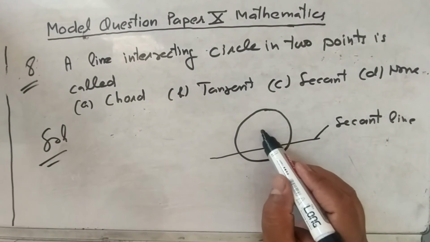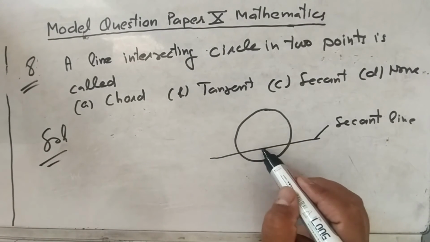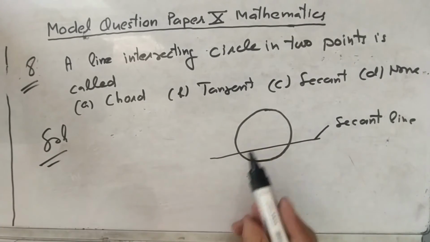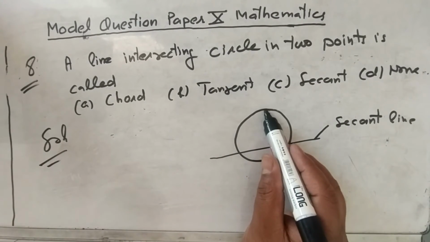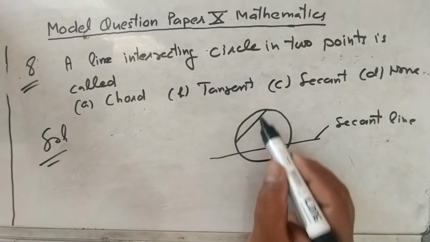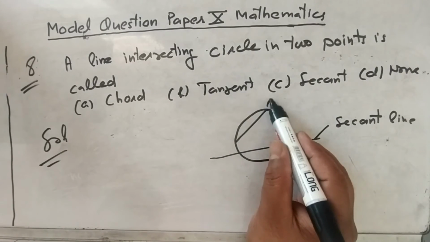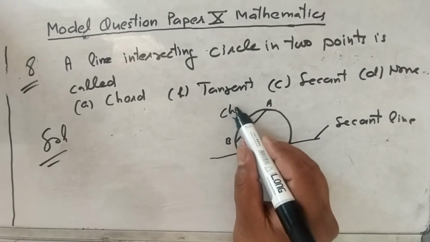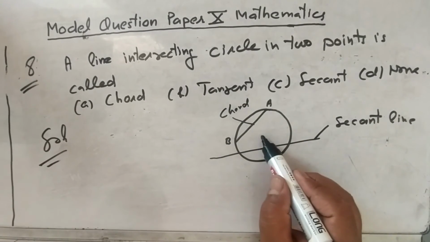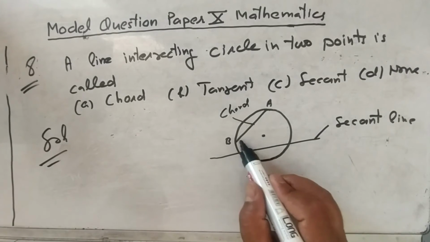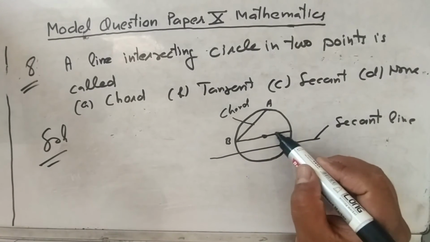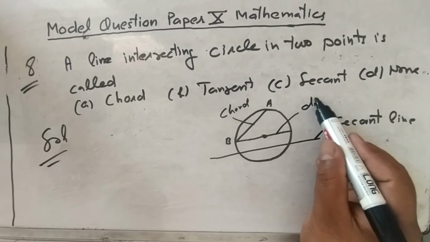So this is your secant, and what is a chord? These 2 points: this is point A, this is B. This is called a chord, children. When this chord passes through the center, like this, it becomes a diameter.